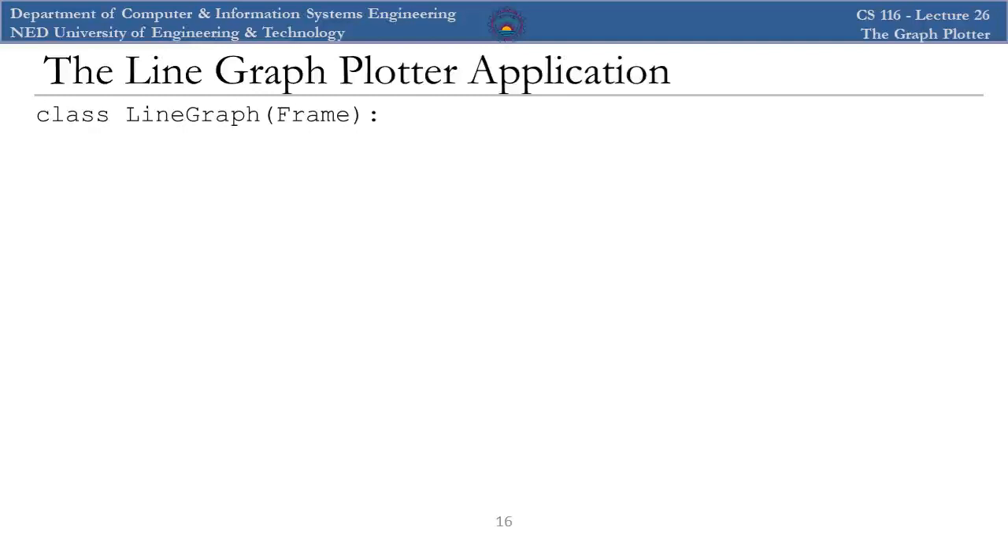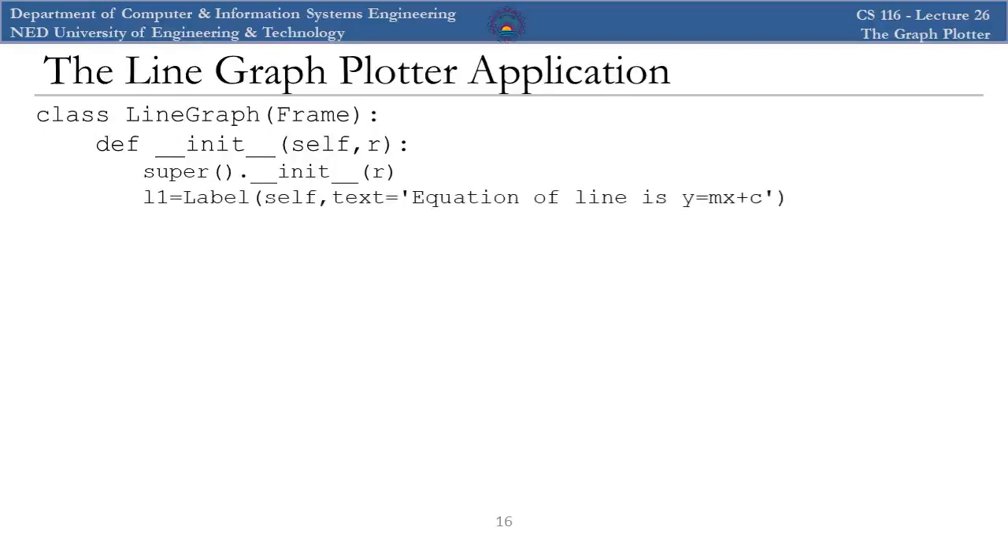Now coming to the second class, as we did before, I'm inheriting it from frame. I'll place everything in frame and then I'll place the frame in the main window. So as per rule, I need to call initiator of the superclass frame. And now I'll do my work.